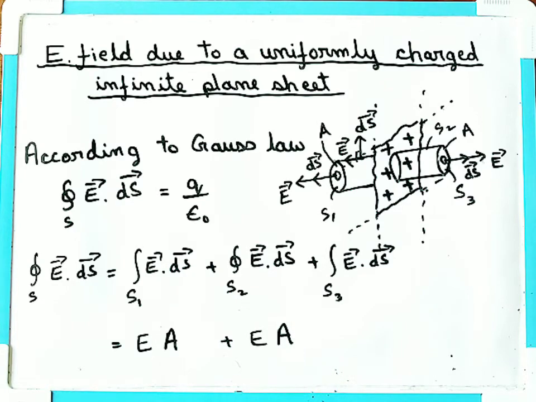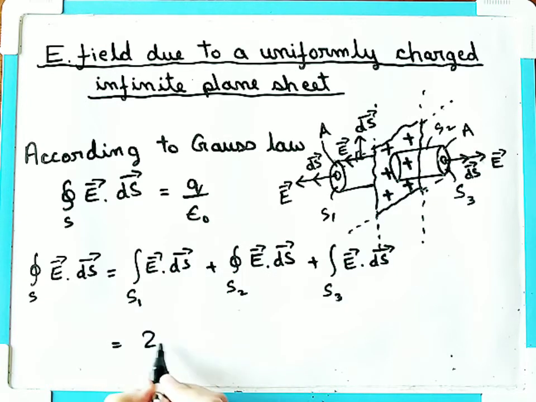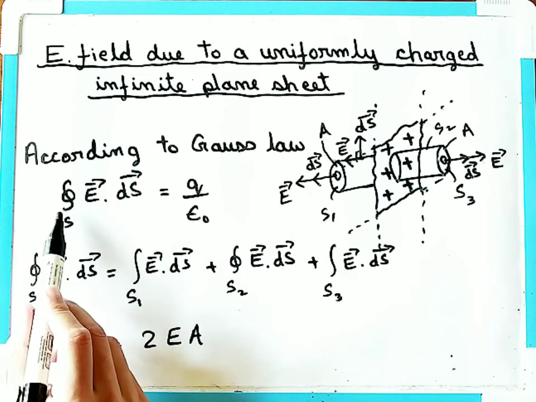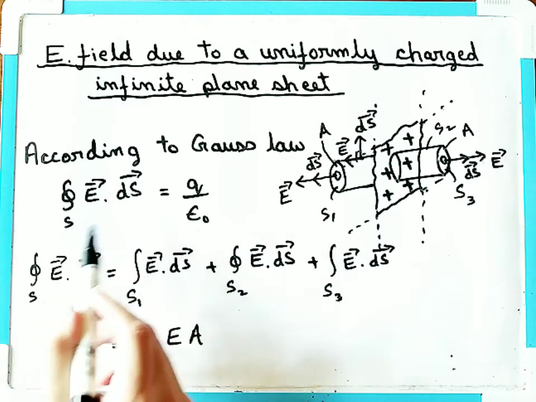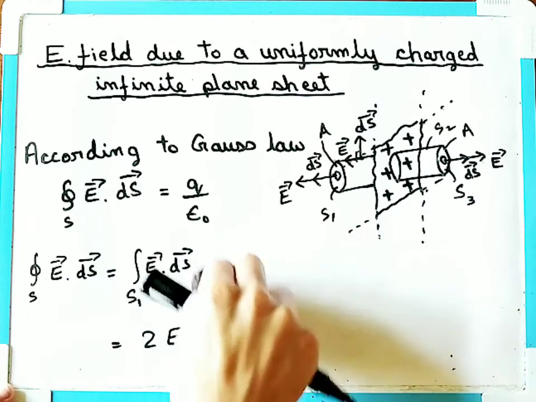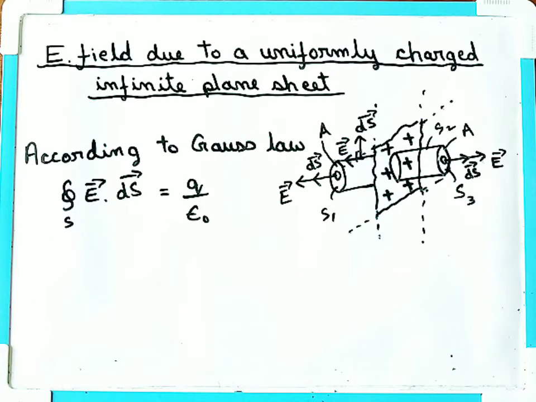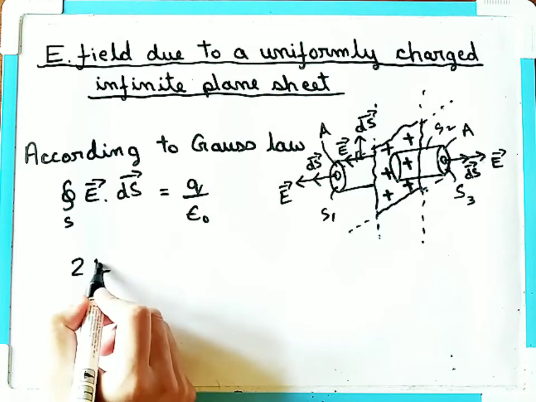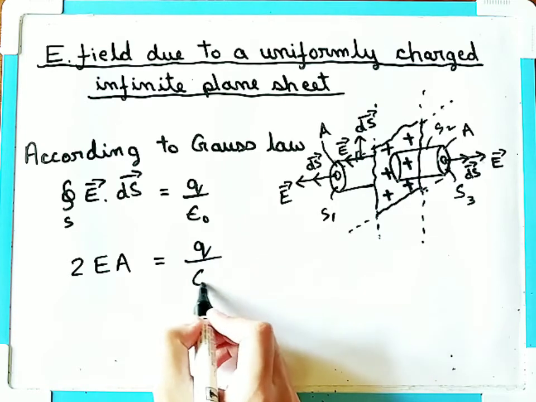So now we have 2EA. So this closed surface integral of E dot ds is equal to 2EA. So instead of this one, I'll write this. So we have 2EA, and this is equal to Q by epsilon naught.